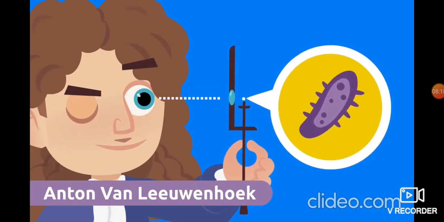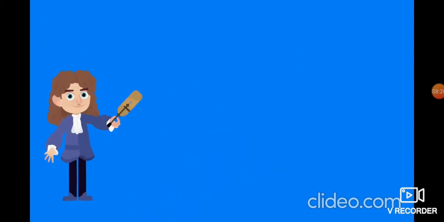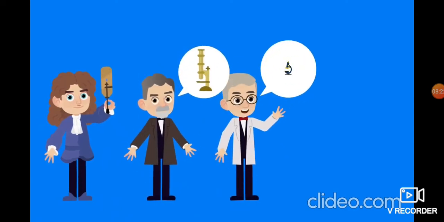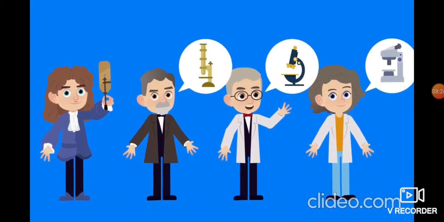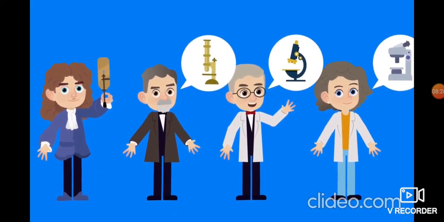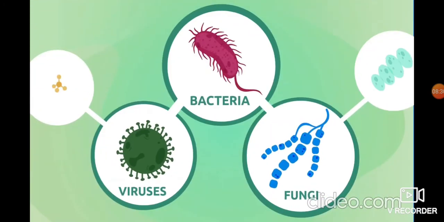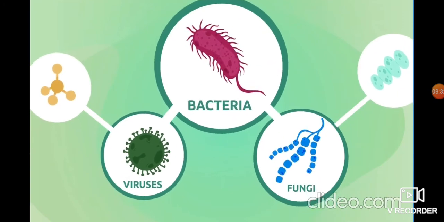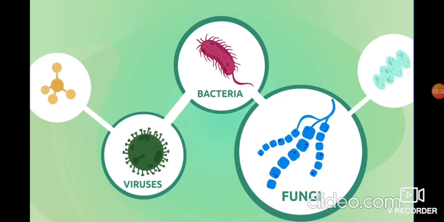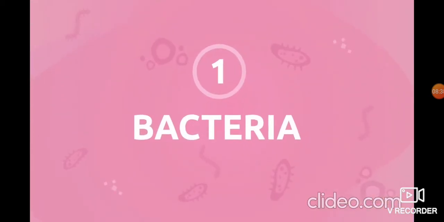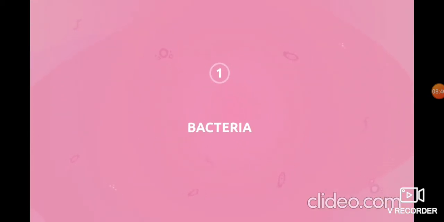Anton van Leeuwenhoek was the first, in the 17th century, who started working on microbes, and then after this, other scientists with time invented different microscopes, and the study went further, and now we know different types of microorganisms. Now let's study the different types of microorganisms.